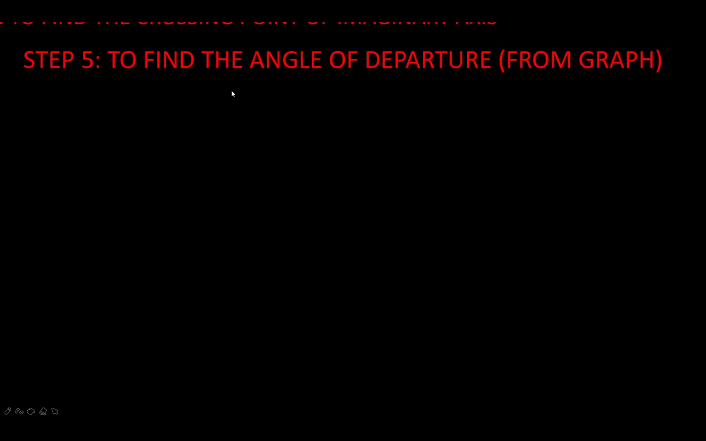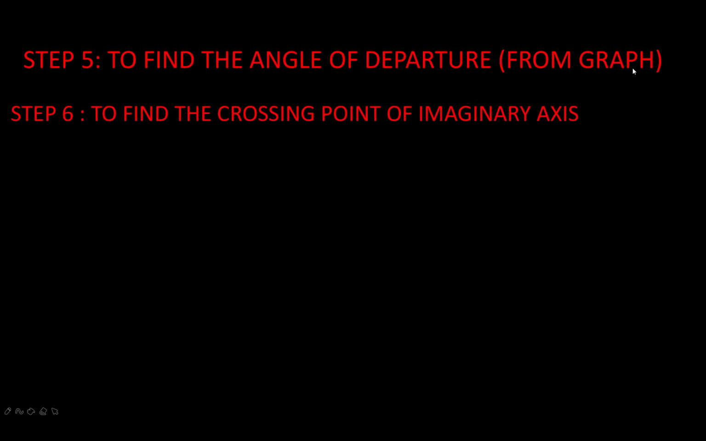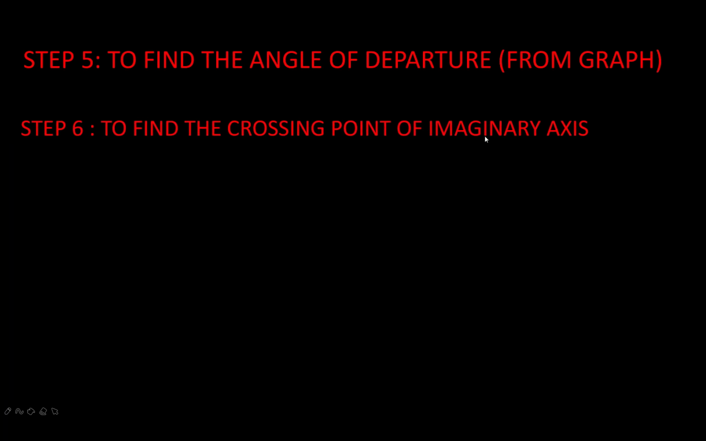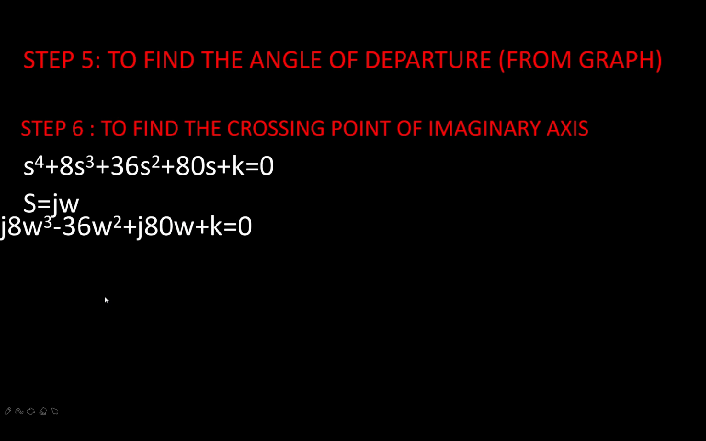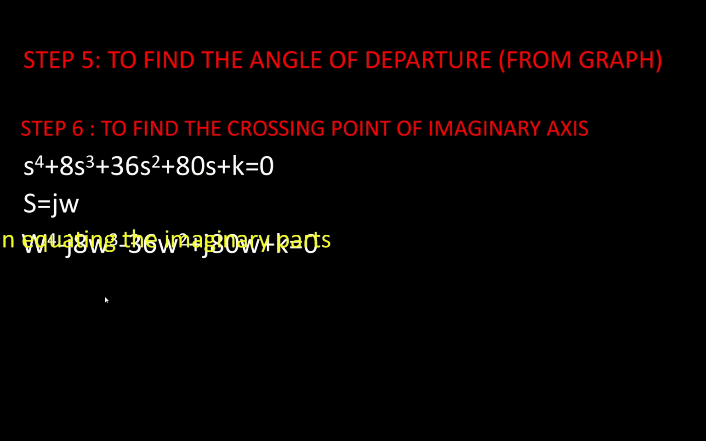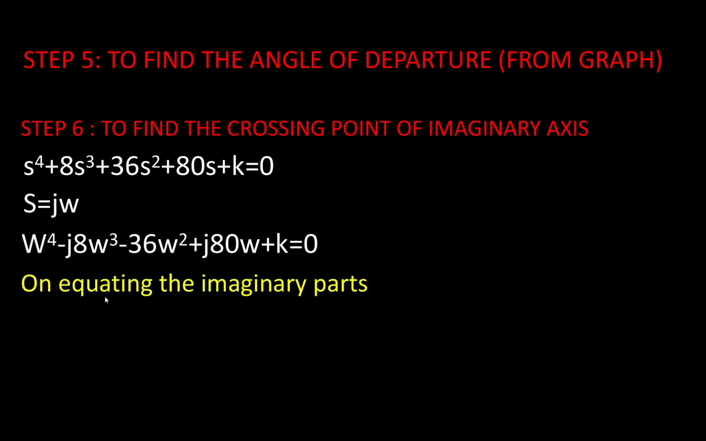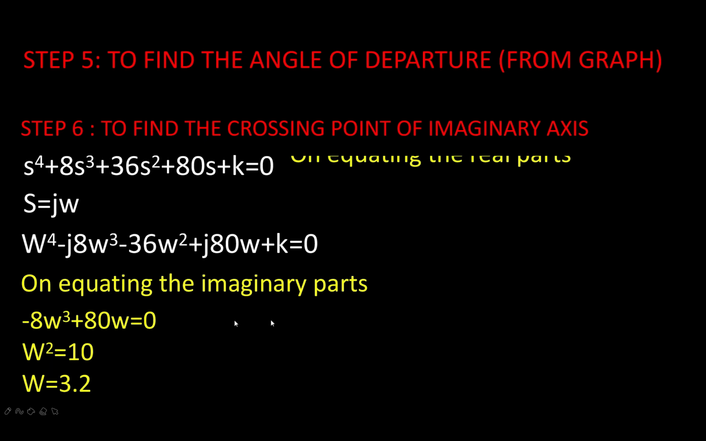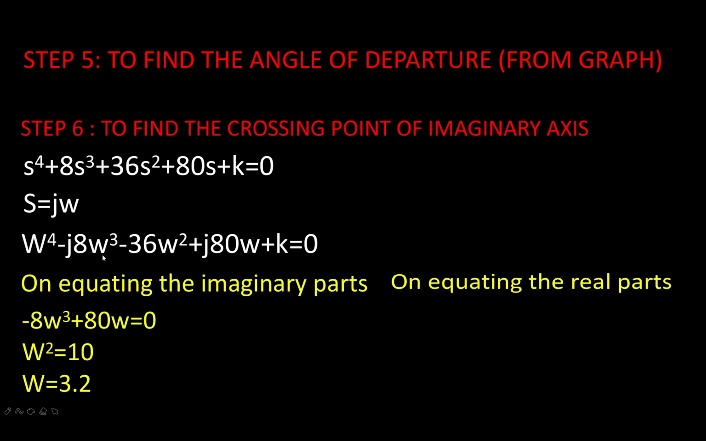Now we'll try to find the angle of departure from the graph. Then, finding the crossing point of the imaginary axis. Whatever characteristic equation we got, we'll write that first. On substituting s equal to j omega in the above equation, we equate the real part and imaginary part separately. On simplifying that, we'll find the value of omega and the value of k. On equating the imaginary part, we get minus 8 omega cube plus 80 omega equal to 0.